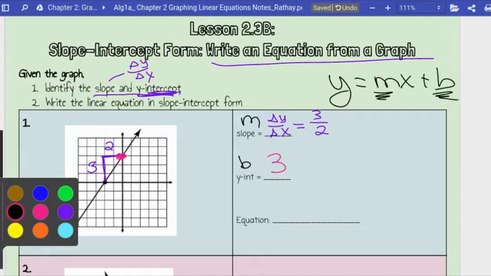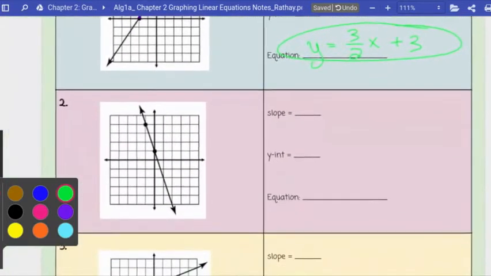So we're going to substitute our m and our b. So for this example, we get y equals 3/2, because that's m, x plus 3. And we're all set. Let's look at the next one.